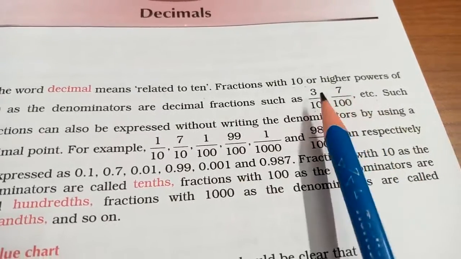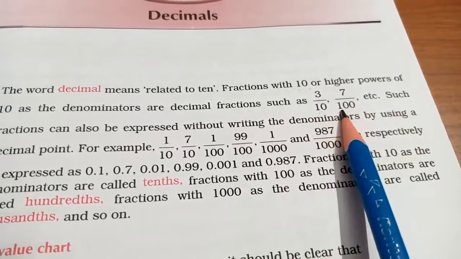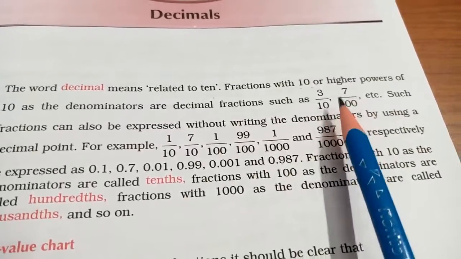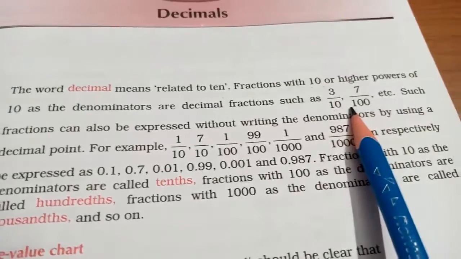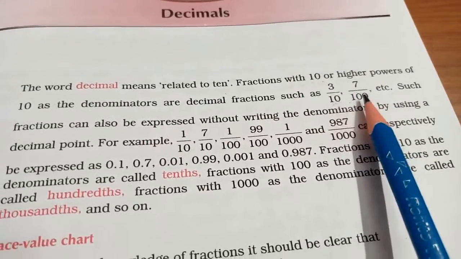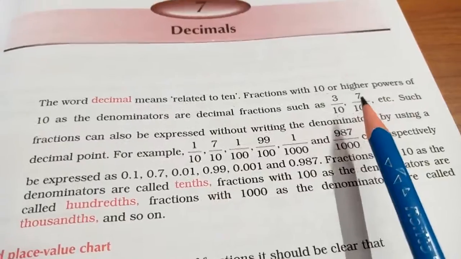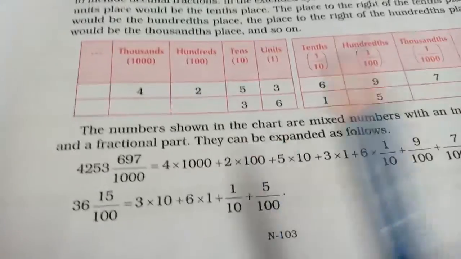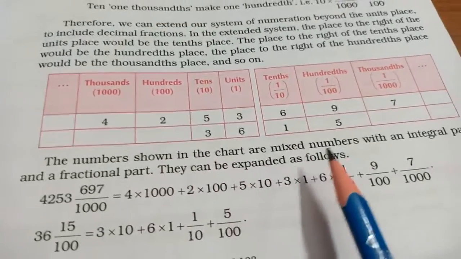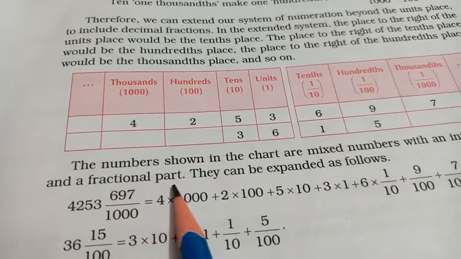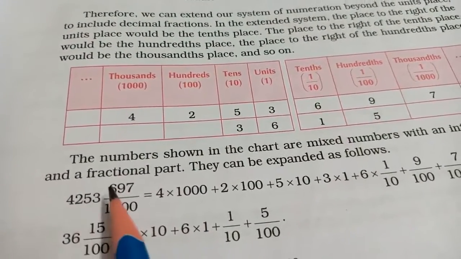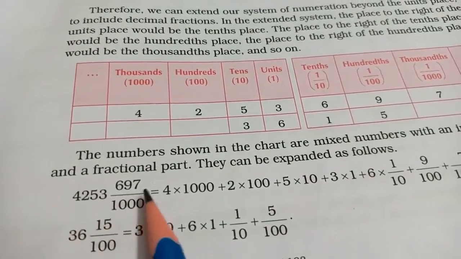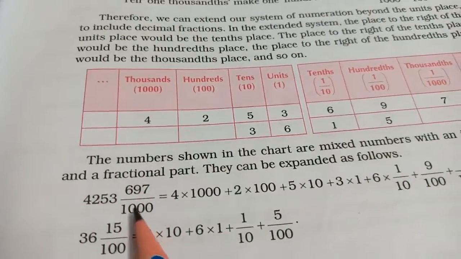All these numbers come under the category of decimals, and we will be doing sums related to decimals, how to convert these numbers into decimals. In this case, we are going to have two parts, the integral part and the fractional part. The numbers shown in the chart are mixed numbers with an integral part and a fractional part. This particular value is called a mixed fraction.